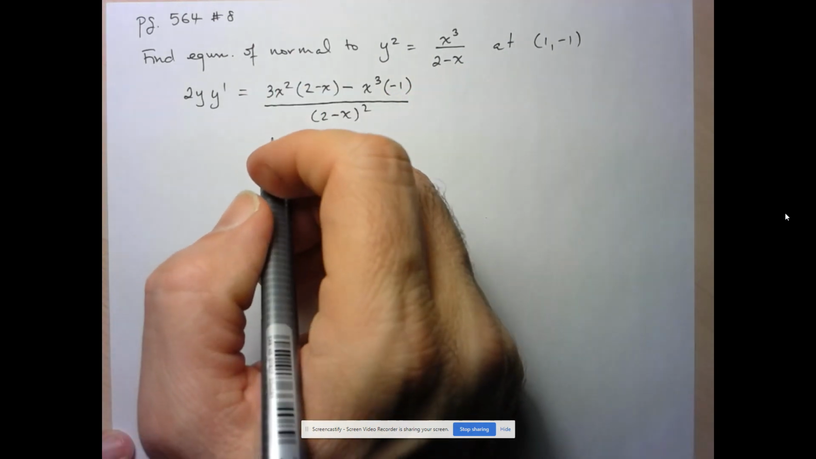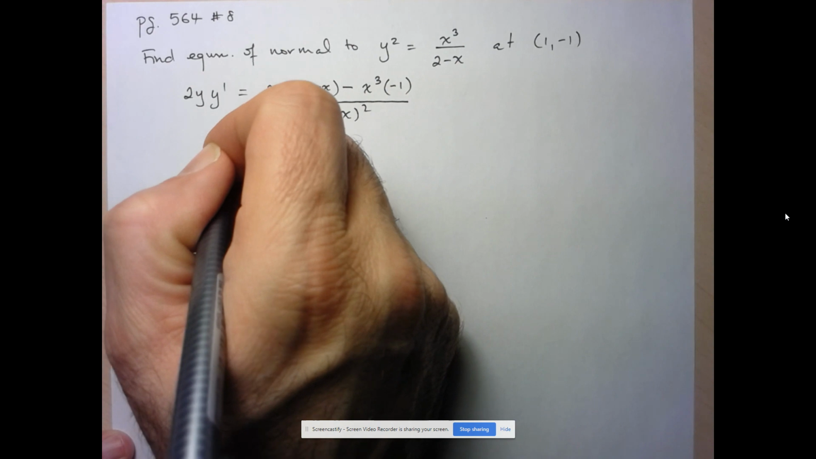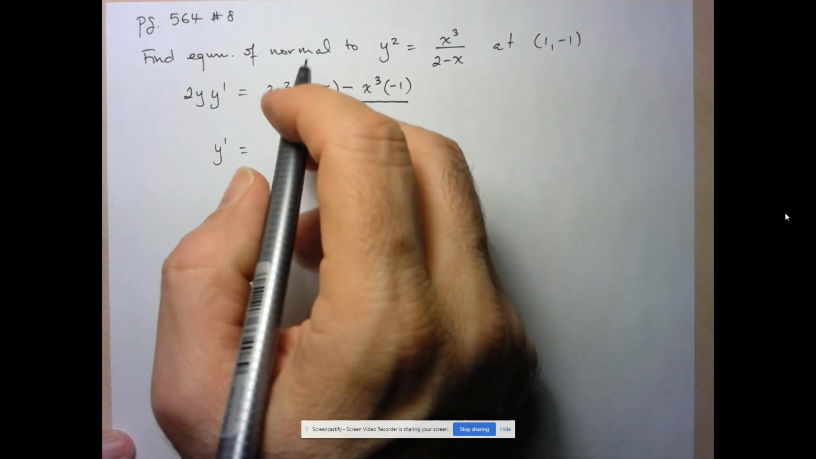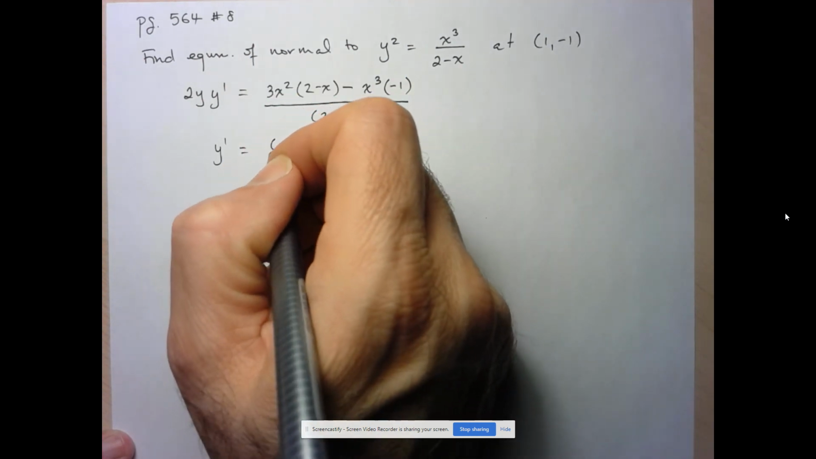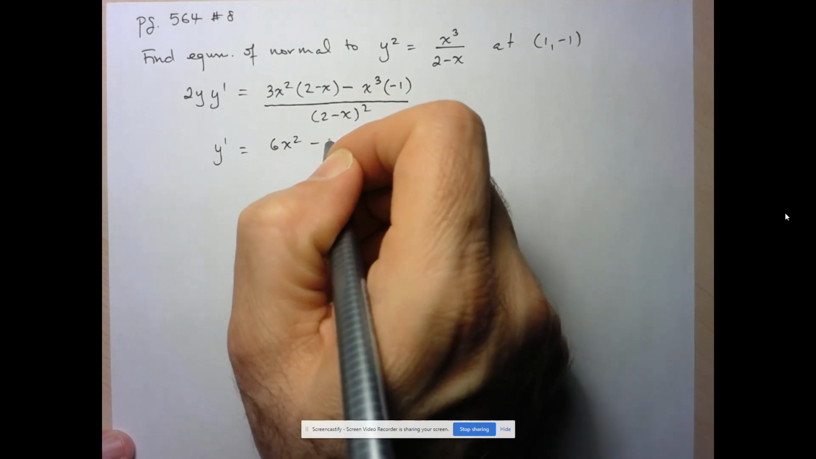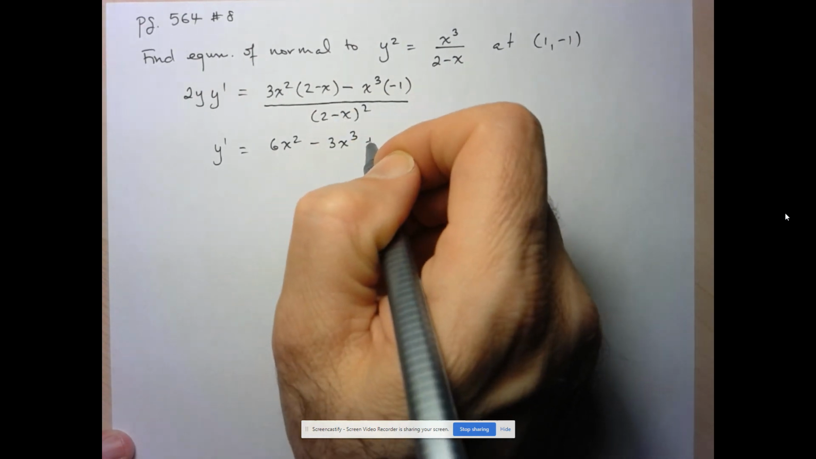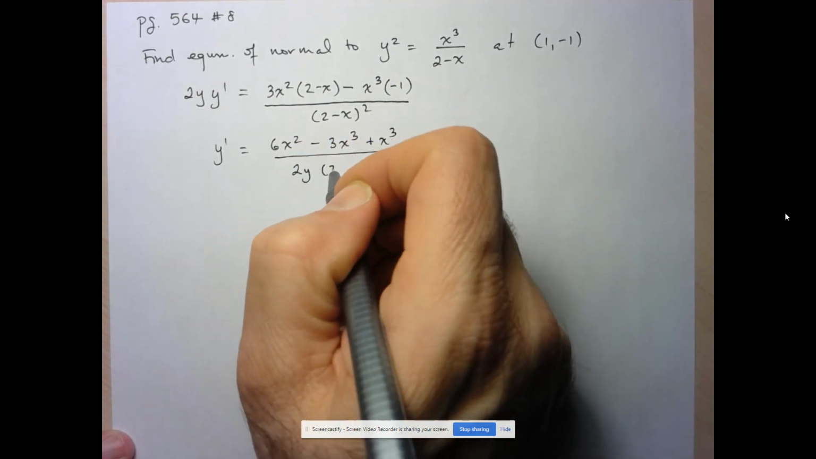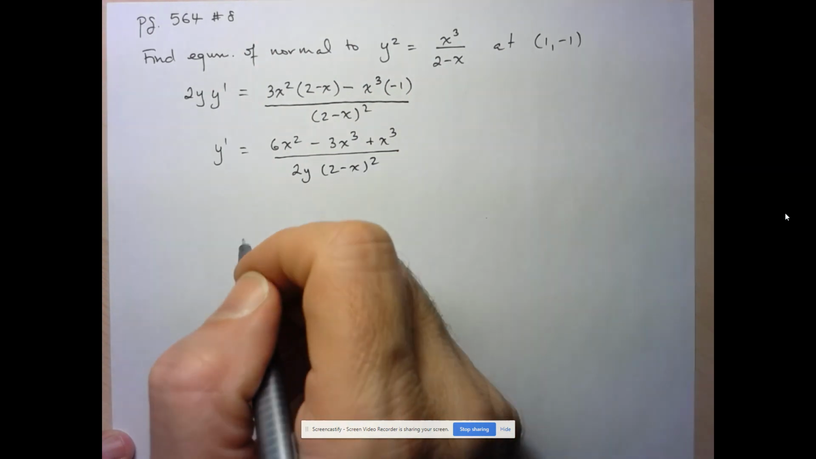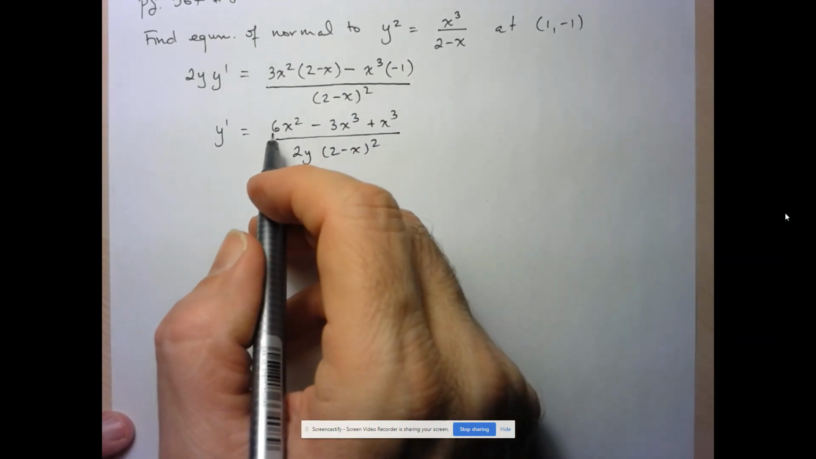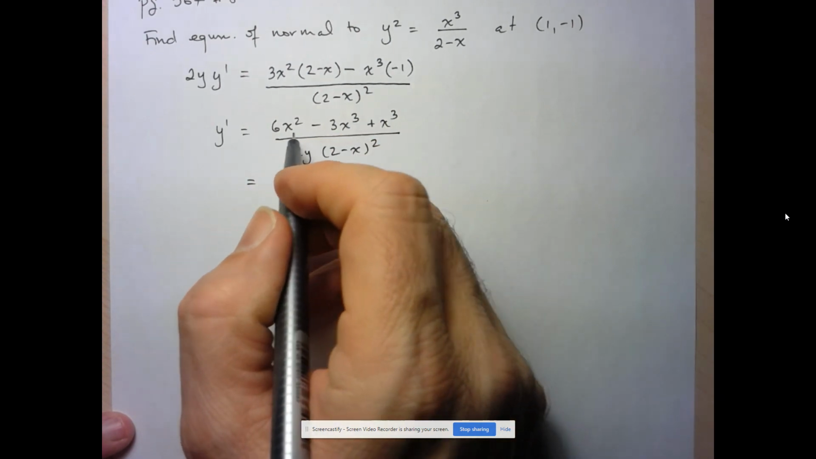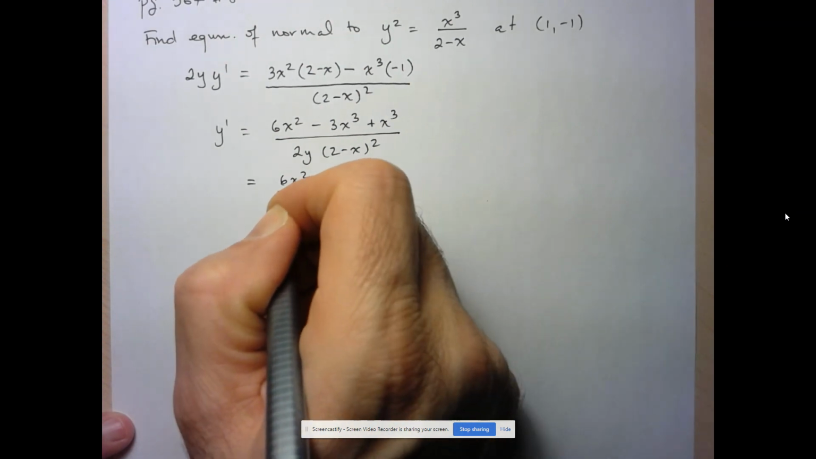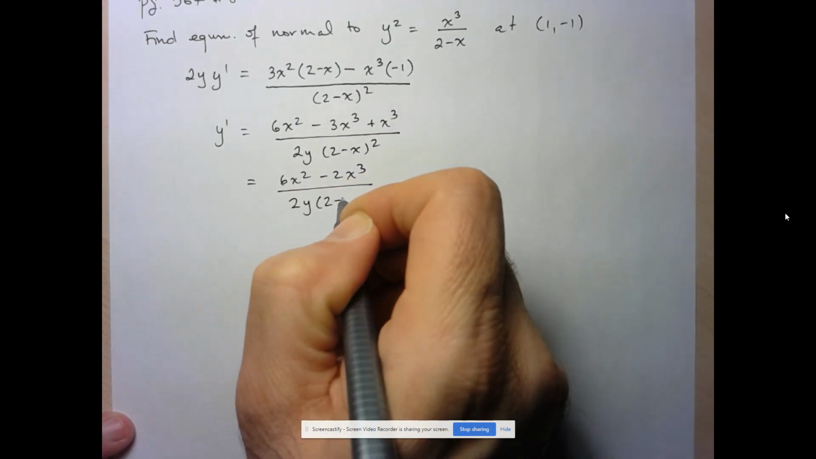Let's do some simplifying and isolate y prime. Now I have dy/dx, and I'll be able to find that explicitly. In the numerator we have 6x squared, minus 3x cubed, plus x cubed, all over 2y times (2 minus x) squared. Even though I'm going to be inputting particular numbers, let me simplify just a little more. Here we have 6x squared, -3 plus 1 minus 2x cubed, over 2y times (2 minus x) squared.